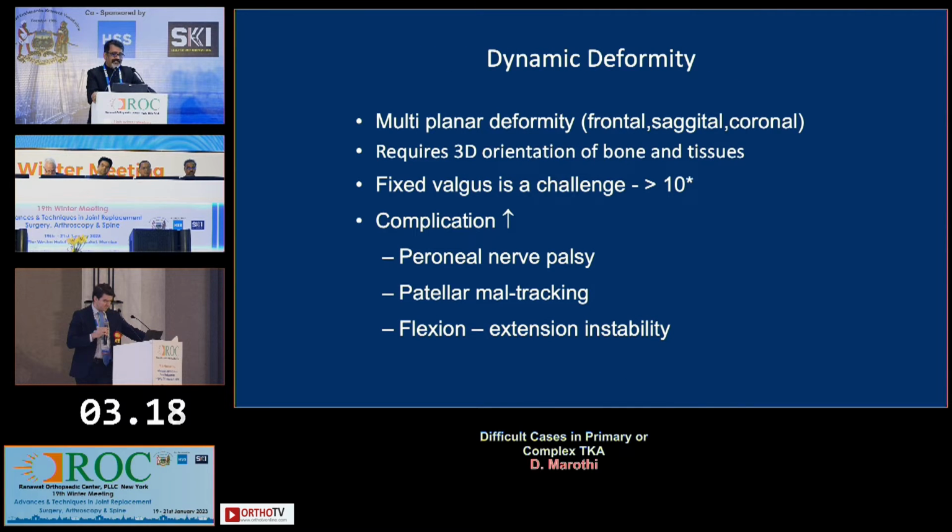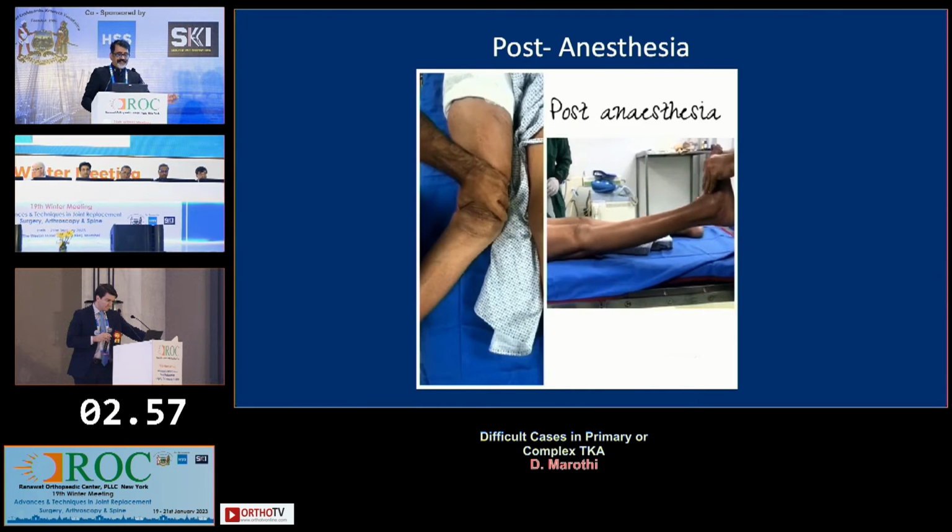We all know valgus is a multiplanar dynamic deformity. It requires 3D orientation of bone and tissue. If the deformity is more than 10 degrees, it's a challenge to the surgeon. The complication rate is slightly higher, such as peroneal nerve palsy, patellar maltracking, and flexion-extension instability.